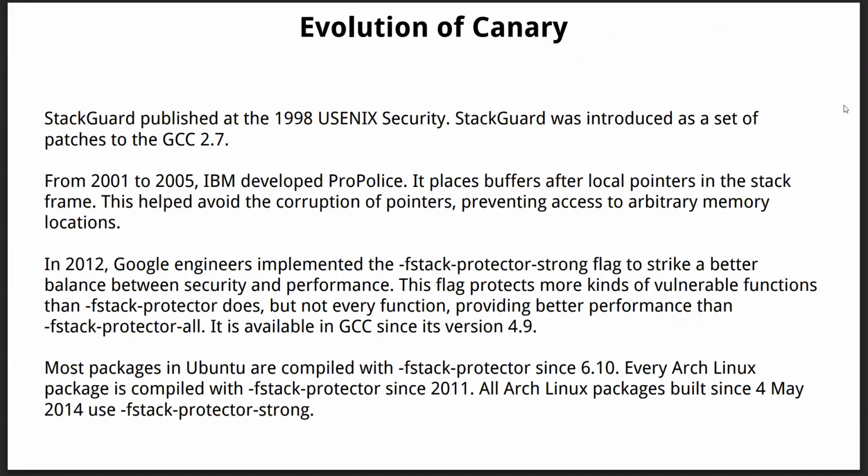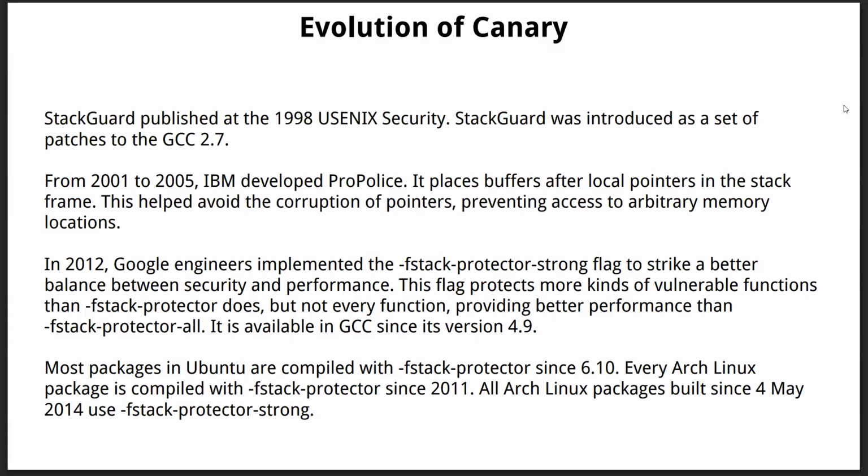Then IBM developed something called ProPolice. I will show you later. It will place buffers after local pointers in the stack. So all the code you have seen so far, the first appeared local variable will have a higher address. The second appeared will go to a lower address, right? That's why in the very first example, we have a local variable I, then we have a buffer, then the buffer can overwrite that local variable I, remember?